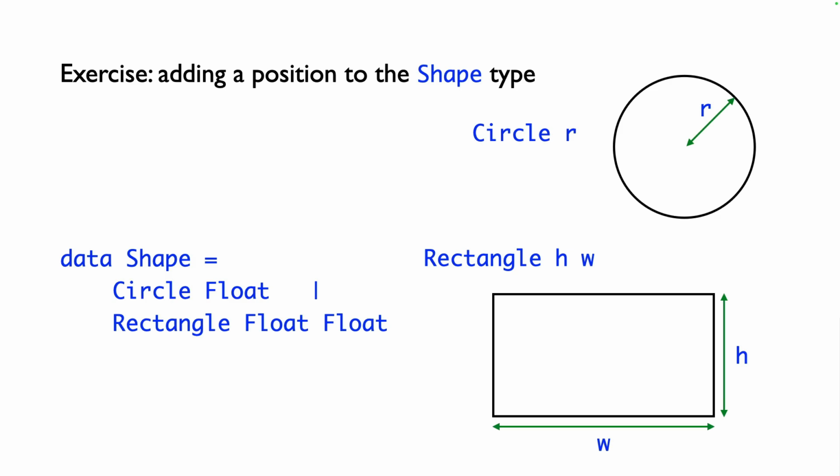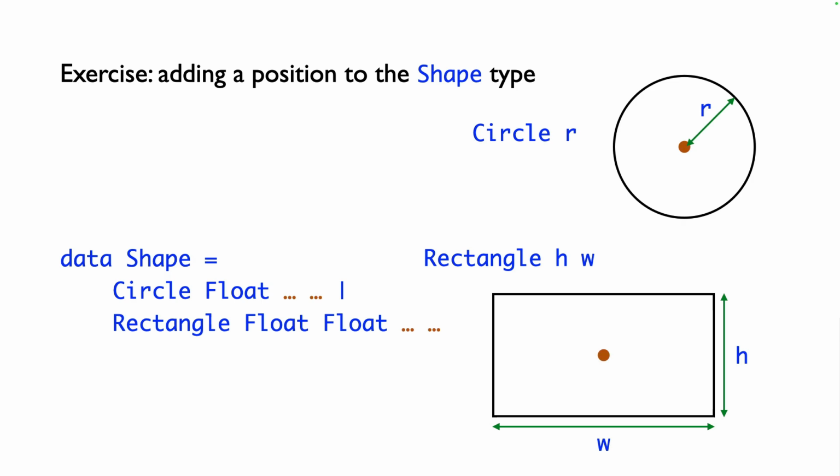Now, one final exercise before we stop. I've shown you the type of shapes. We've got a circle of radius r, rectangle of height h and width w. These are disembodied. They don't inhabit any particular position, but you can imagine them being drawn on a plane. So you can imagine adding position information to these, the circle and the rectangle, representing the center of the circle and the center of the rectangle.